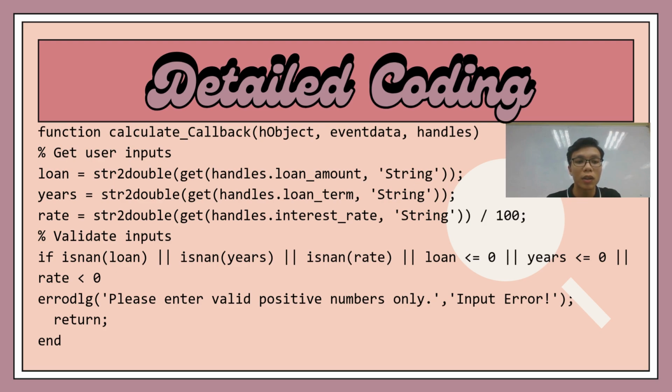The code checks whether the inputs are valid numbers and ensures they are positive values. If any of the inputs are invalid, an error dialog box will appear, prompting the user to enter valid positive numbers only.